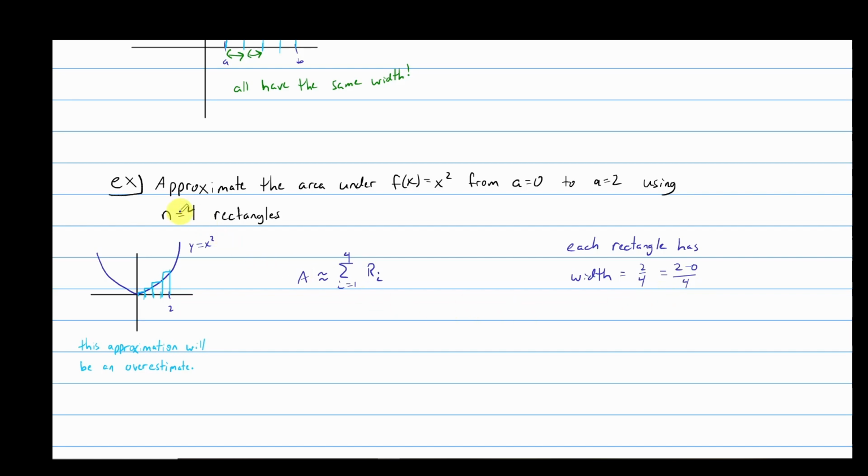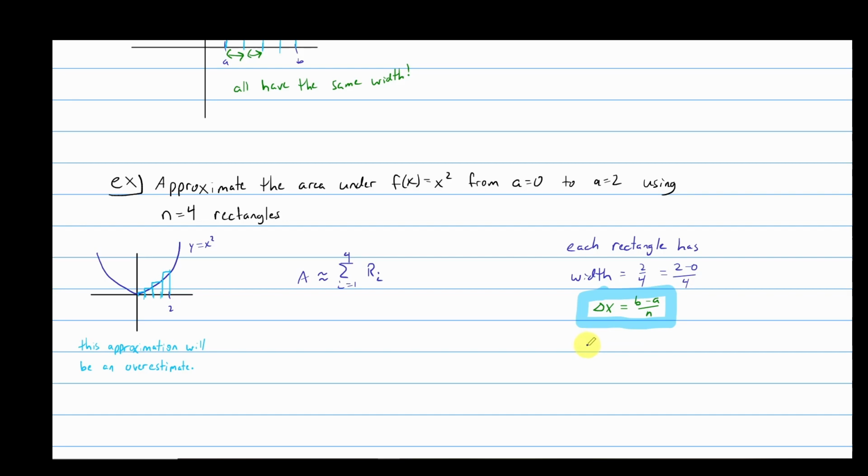As a general formula going forward, I'm going to call this width delta x, and the formula for it is b minus a over n. So there's our general formula for the width of a rectangle, delta x. We will use that again in the future.